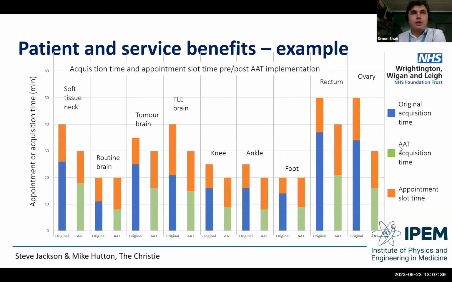So you can see the acquisition time in green for their accelerated version versus the blue with their original sequence. And you can see that they did shorten quite a few of their booking times. Notice they didn't change it for the routine brain. So even though they managed to save maybe three or four or five minutes, they didn't shorten that scan. So it's got to be data driven, but you can see that they did shorten some of their appointment slots.